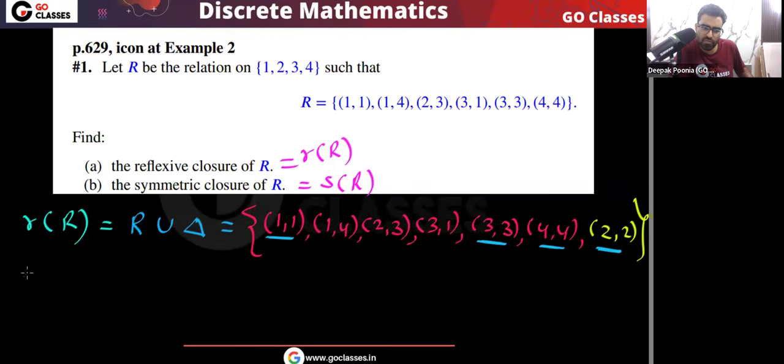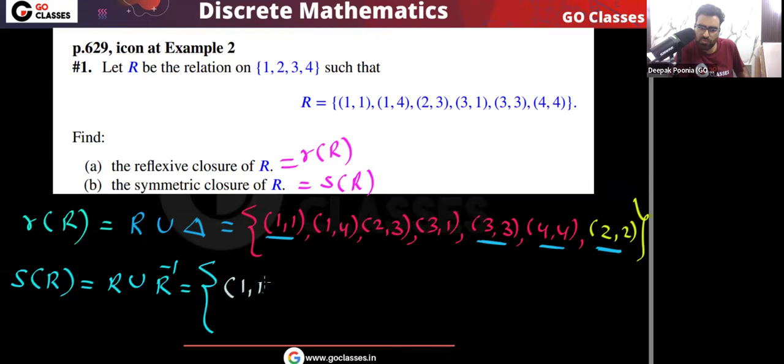What is the symmetric closure of R? That will be R union R inverse. So the inverse of (1, 1) will be (1, 1) itself. Yes or no? The inverse of a reflexive pair will be that pair itself. So (1, 1), (1, 4), and I should also put (4, 1) because R union R inverse.